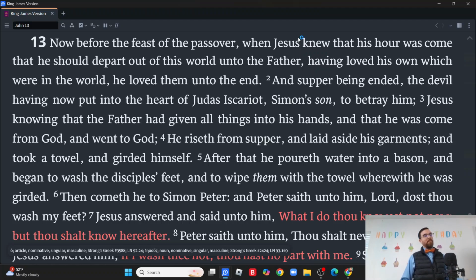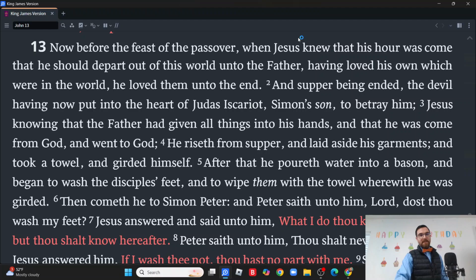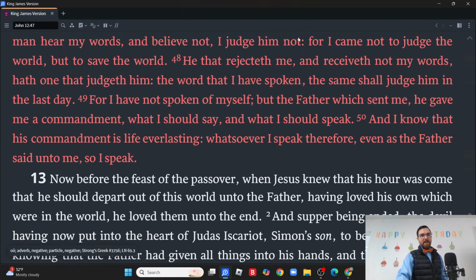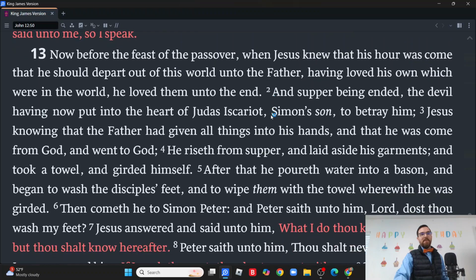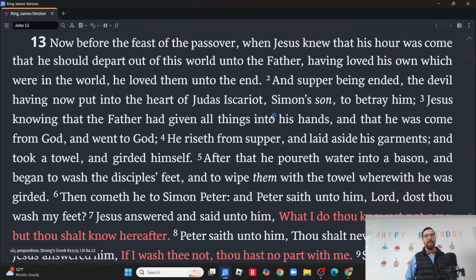He knew what was coming, right? And even in chapter 12, basically, he knew that it was time, that he was going to die for the world. So his hour was come that he should depart out of this world.